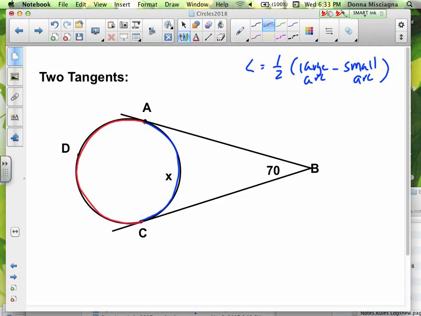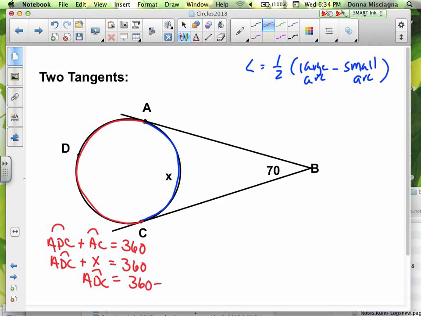And notice those two arcs take up the entire circle, right? So arc ADC plus arc AC take up the entire circle. They add to 360 degrees. Well, we know what arc AC is sort of, right? We know it's x. So what does that mean arc ADC is? Well, if we subtract x from both sides, we have an expression for arc ADC.